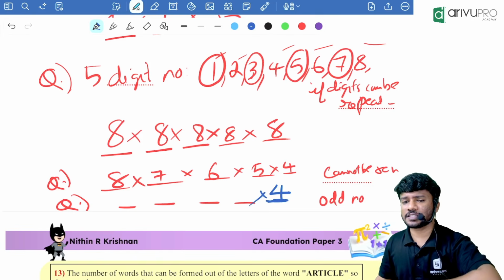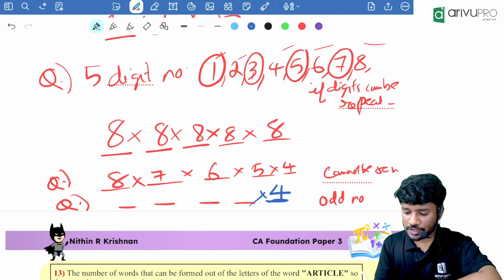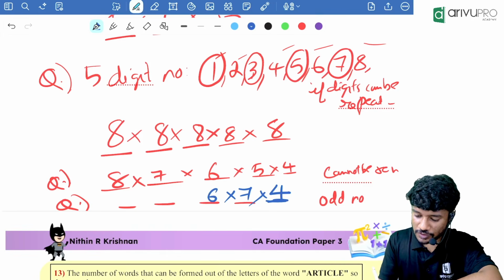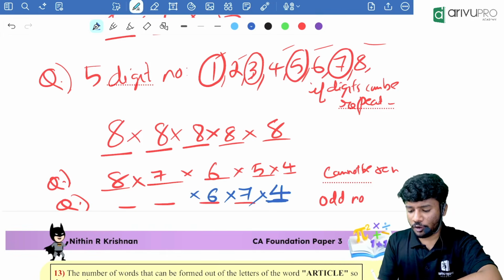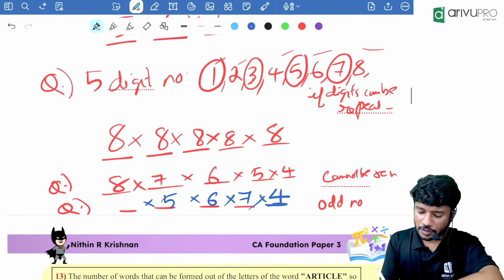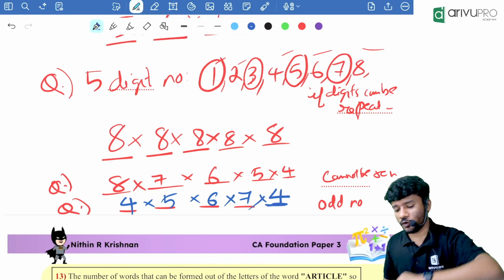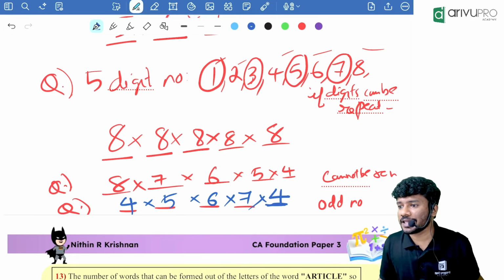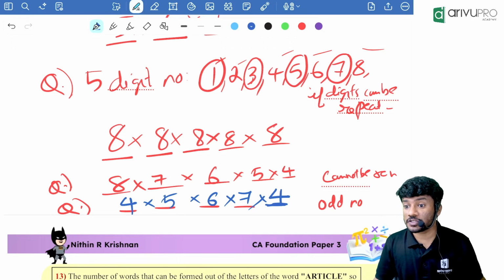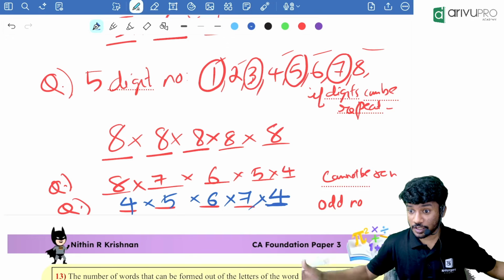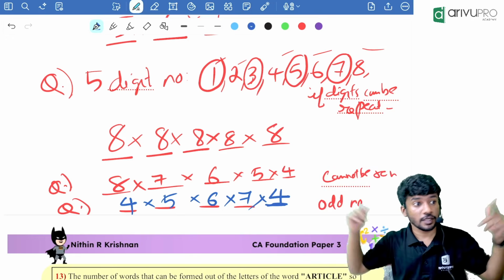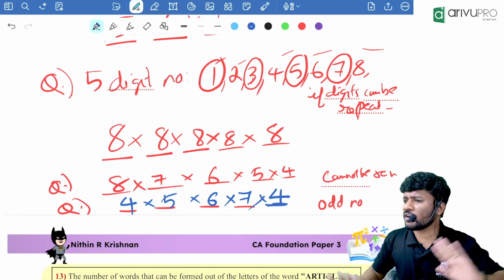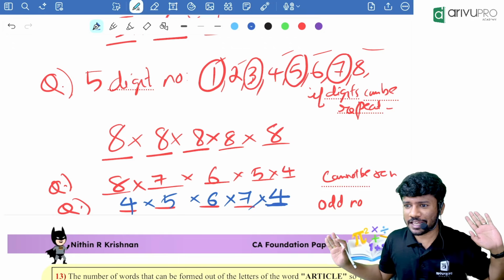1 person already sat. How many are remaining? 7. 2 people already sat. How many are remaining? 6. 3 people already sat. How many are remaining? Then finally 4. So 4 into 5 into 6 into 7 into 4 is the answer. I hope that everyone got this, and this approach will give you marks. Whatever may be the question, we will use this approach so that you will never go wrong in any question.